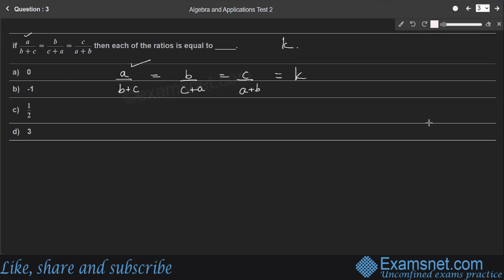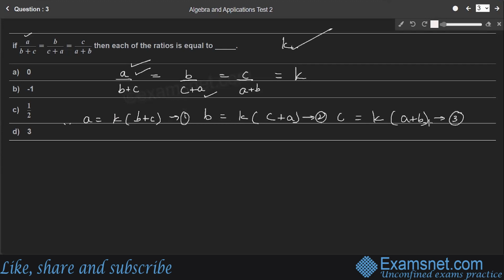So let each of the ratios be equal to K, right? Therefore, A/(B + C) is equal to K. Therefore, A can be written as K into (B + C), right? Since A/(B + C) is equal to K. And B can be written as K into (C + A), right? The denominator is C + A. And C can be written as K into (A + B), right? So consider these three as equations 1, 2, and 3. Here, students, we need to find the value of K, right? Because the question is, each of the ratios is equal to.